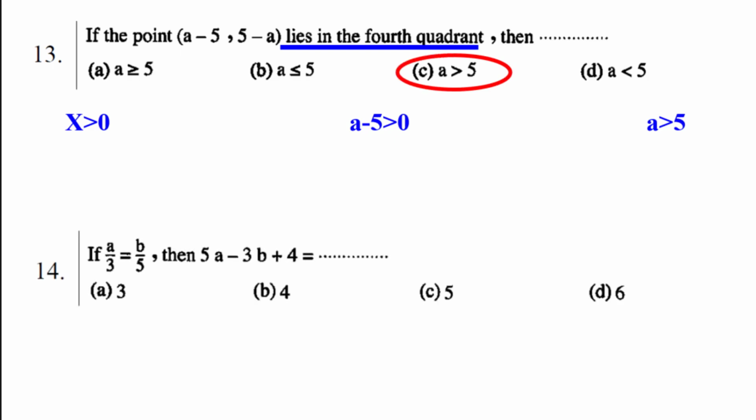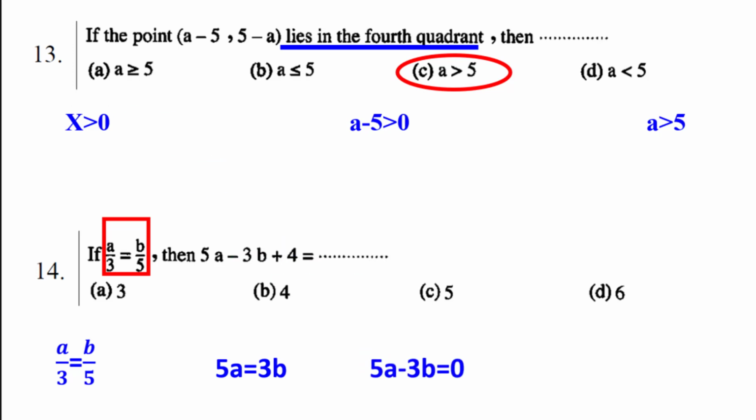Number 14, if a over 3 equals b over 5, then 5a minus 3b plus 4 equals what? To find the value of the expression, keep your eye on the proportion we have. A over 3 equals b over 5. Now, we can say that a times 5 equals 3 times b. We can get here 5a equals 3b. Move 3b to the other side in inverse sign. We can say that 5a minus 3b equals 0.